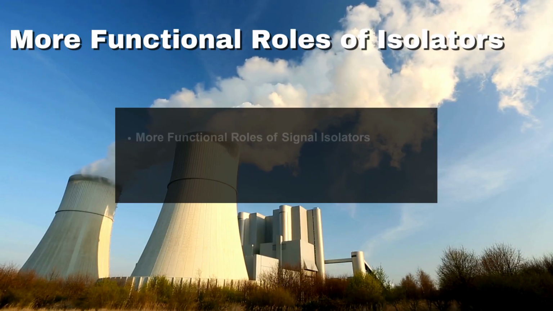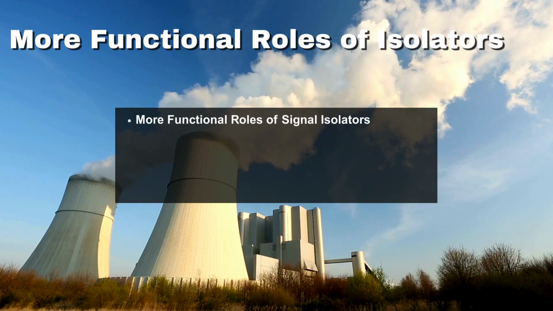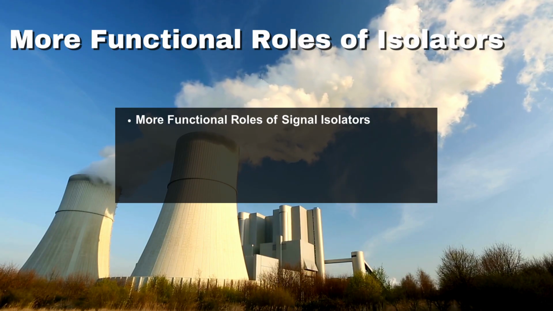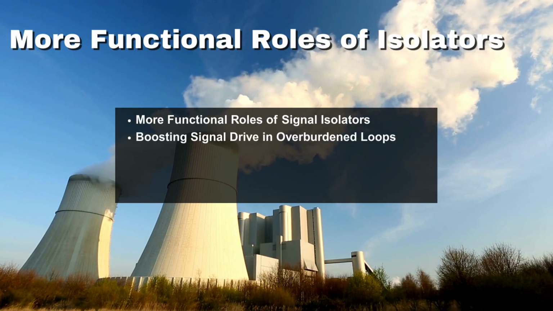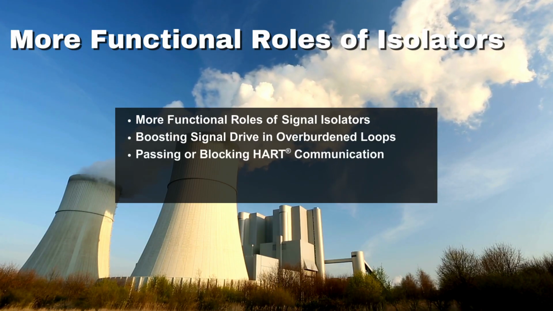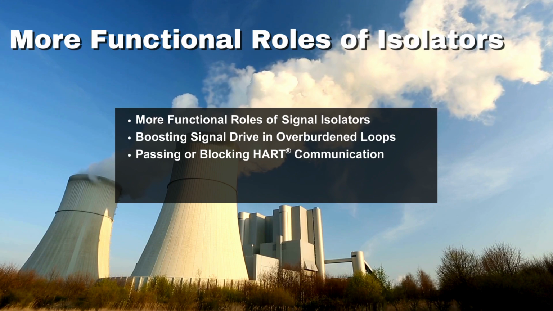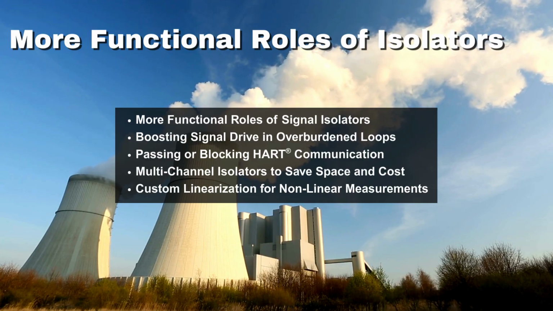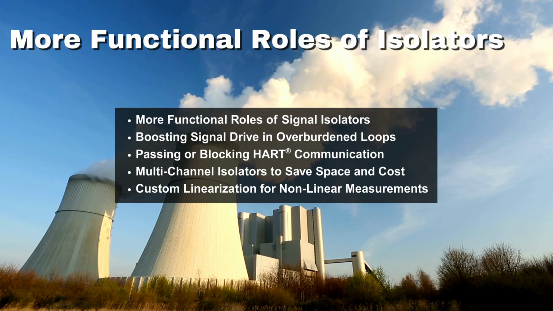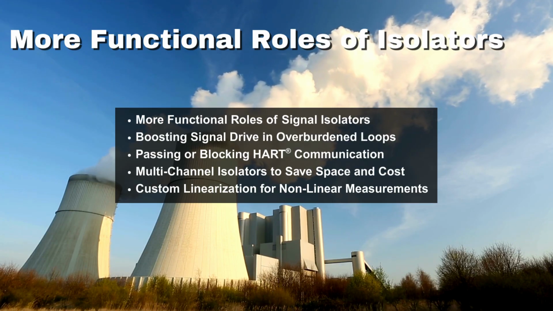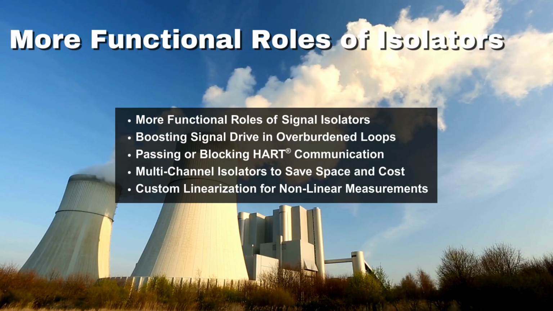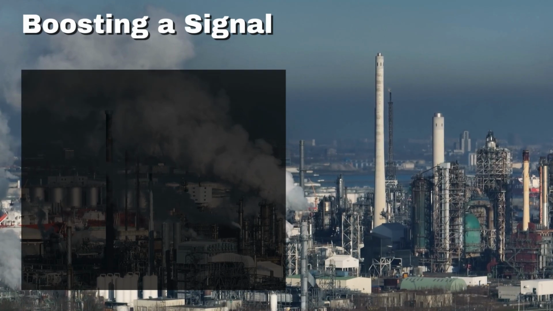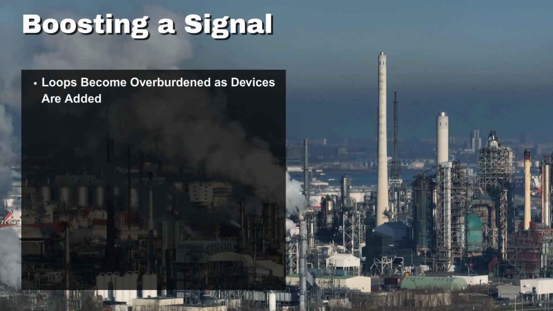In Part 5, we'll continue building on the functional roles of isolators by looking at additional ways they solve real-world process loop challenges. We'll show how isolators can boost an overburdened loop by adding drive capability, selectively pass or block HART signals for better diagnostics and control, reduce cost and panel space using multi-channel designs, and apply custom linearization to correct nonlinear process measurements. These functions expand the role of isolators beyond protection, making them powerful tools for optimization and integration.